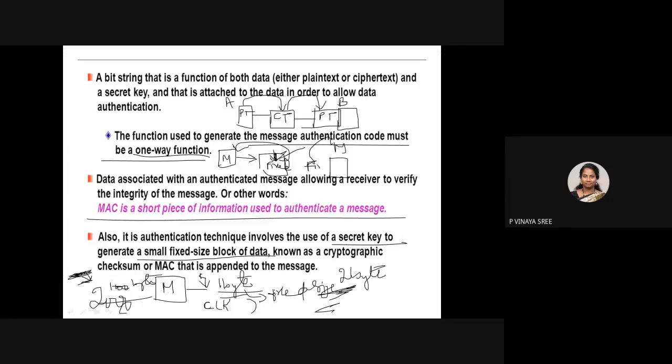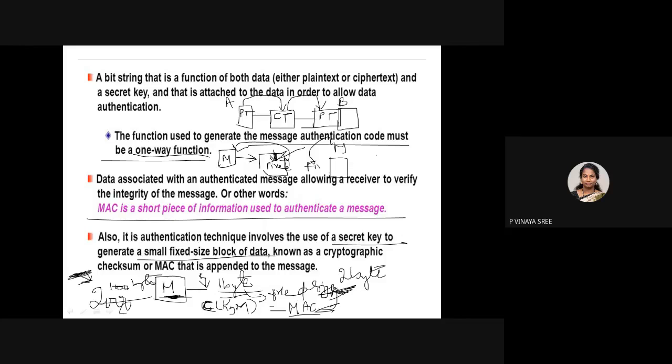The message that the sender wants to send is passed to the MAC function. So what is the MAC function? C is your MAC function. C of K is applied to the message, so that the output from this is the MAC. The MAC is a fixed size block of data. Try to understand. Up to here you must know what we are doing.